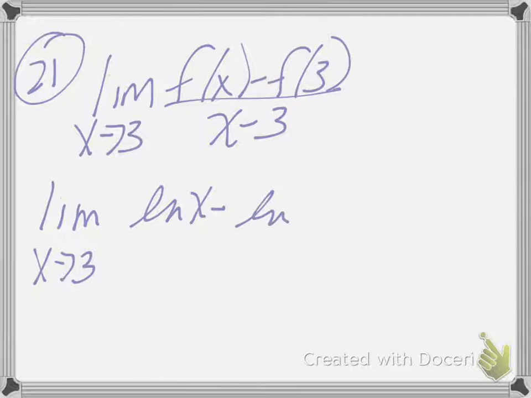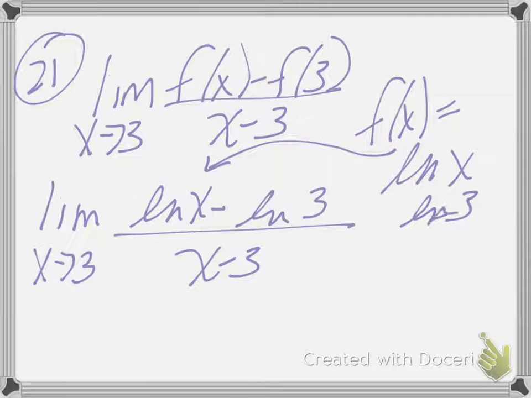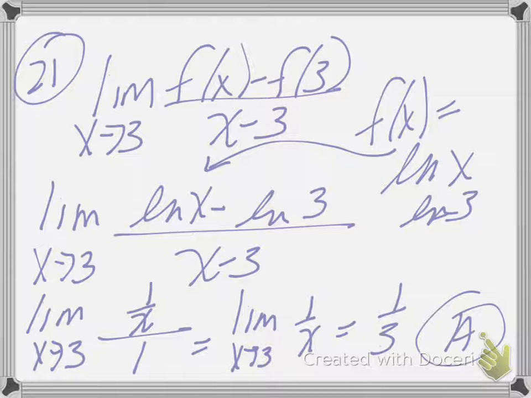And f of 3 would be ln of 3. So all I'm doing is, they told us that f of x equals ln x. That's where this came from. And f of 3 would just be ln of 3. Okay, so if you substitute 3 in there, now you're going to get 0 over 0, so we're allowed to use L'Hopital's rule, which means take the derivative of the top, the derivative of the bottom, substitute in 3, and you get 1/3, and the answer is A.